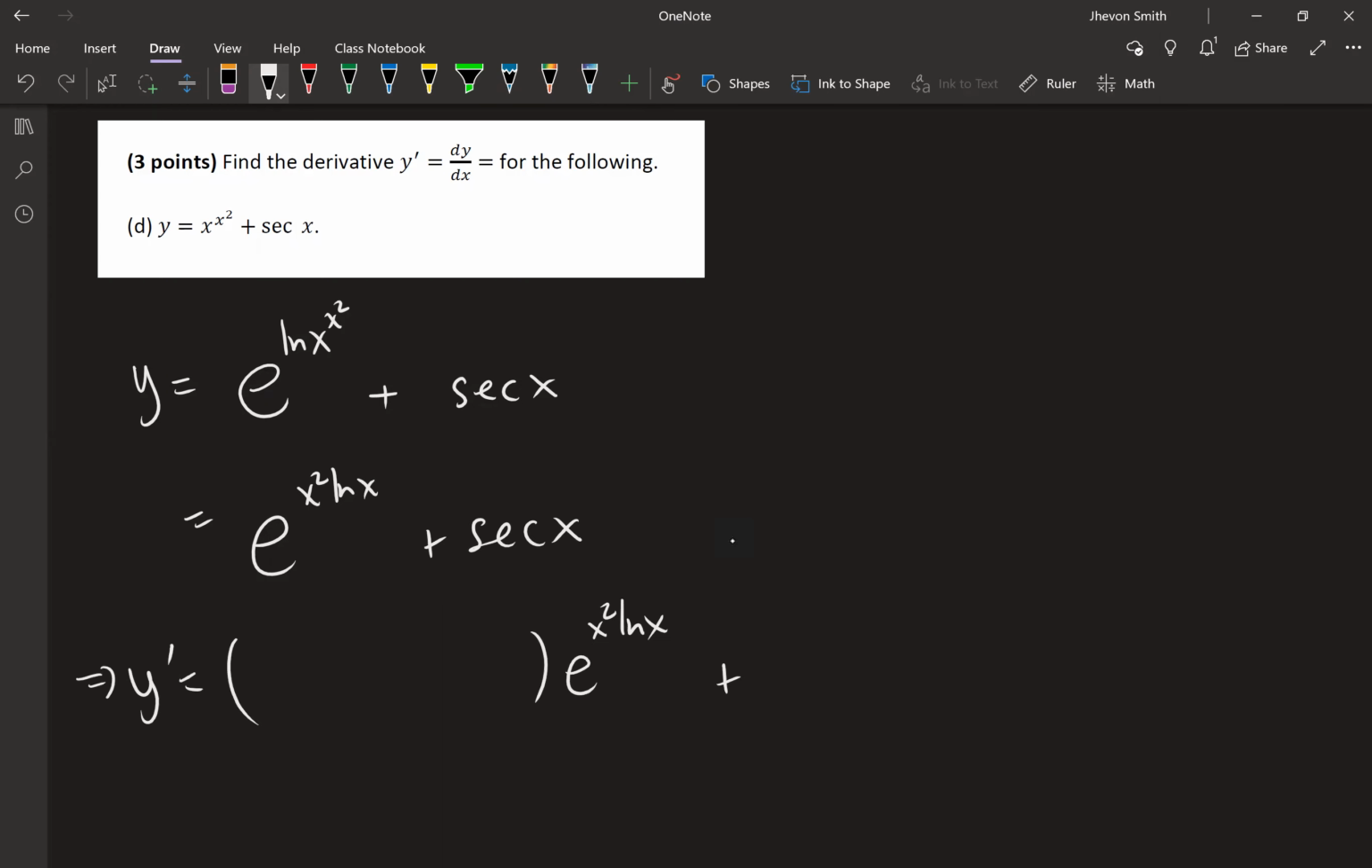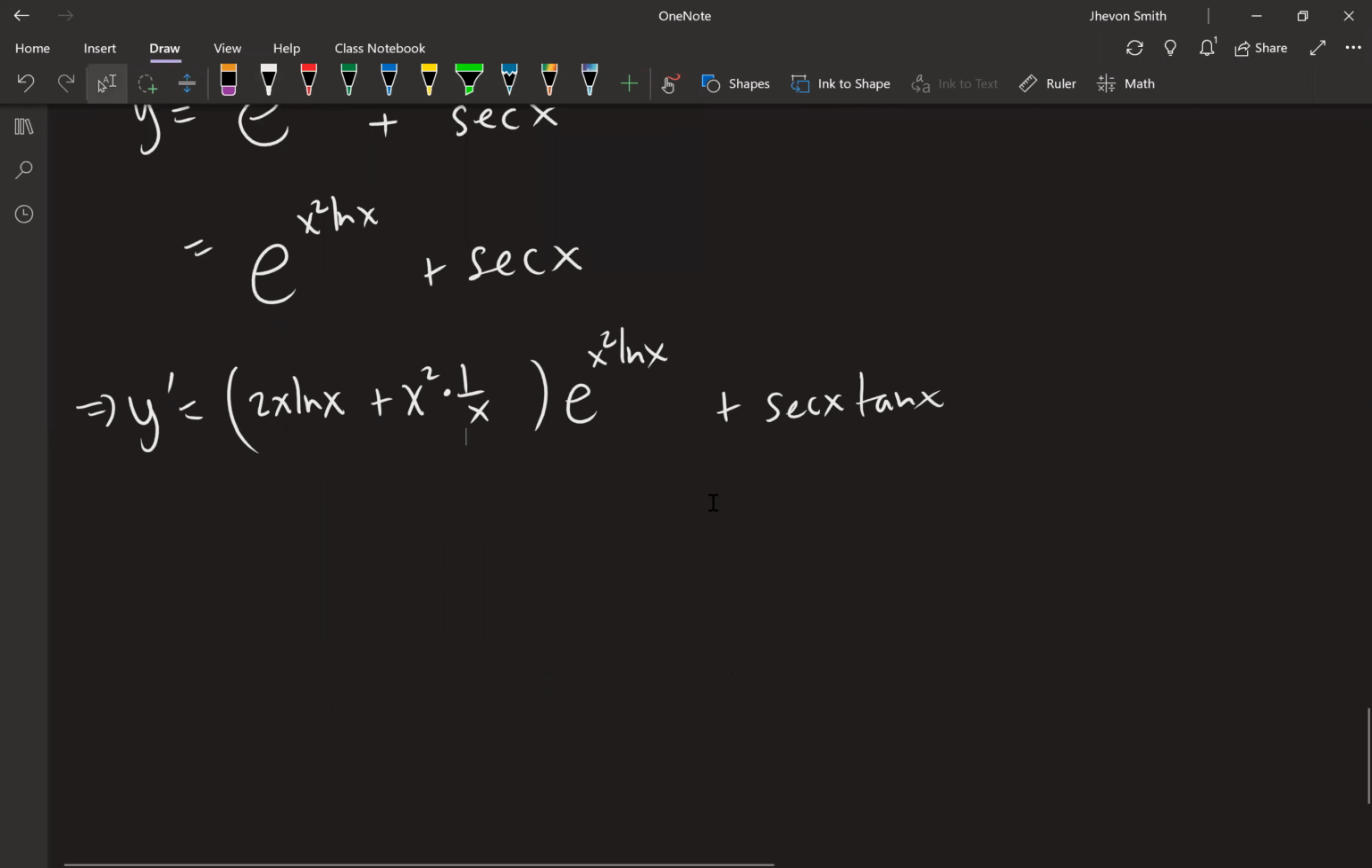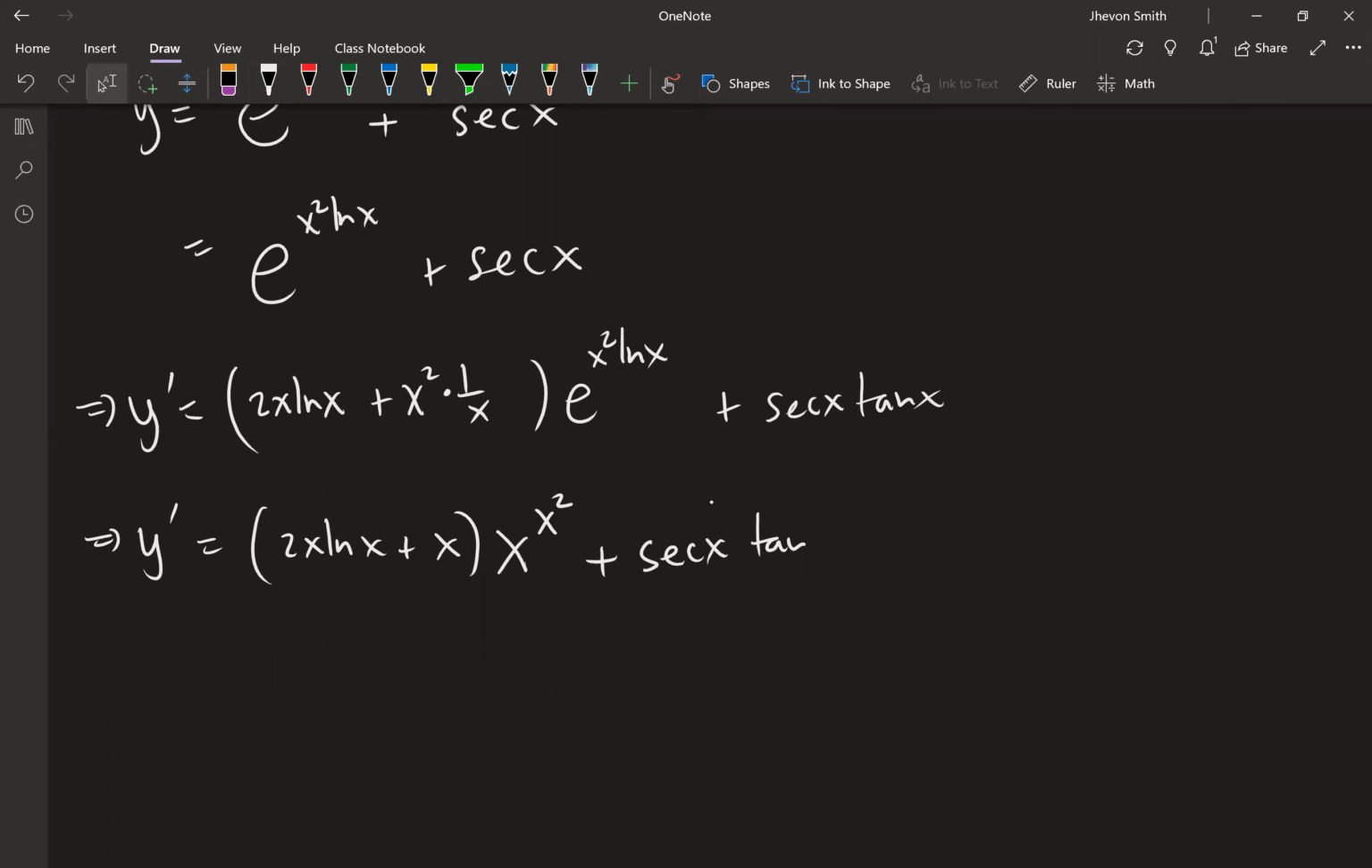Derivative of secant, what is that? Secant x times tangent x. Right. Now in the power here, it's product rule. So you differentiate the x squared, leave the ln, plus you leave the x squared, differentiate the ln. And so this here is 2x ln x plus x. And of course, e to the blah blah blah is just another way of writing x to the x squared, plus secant x tangent x.